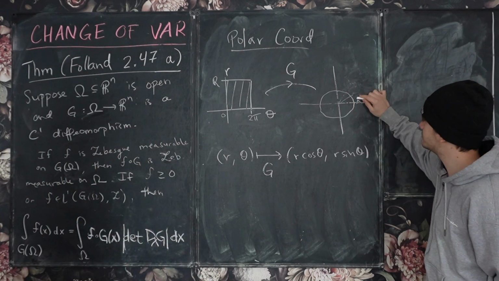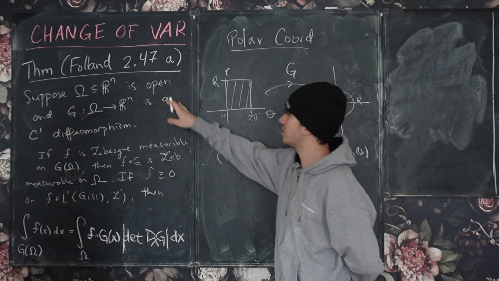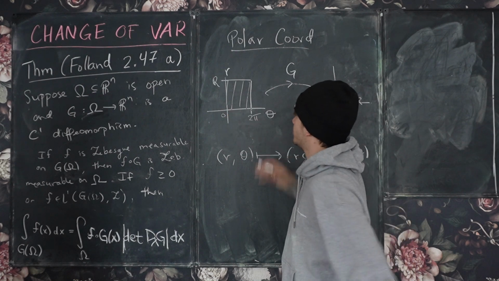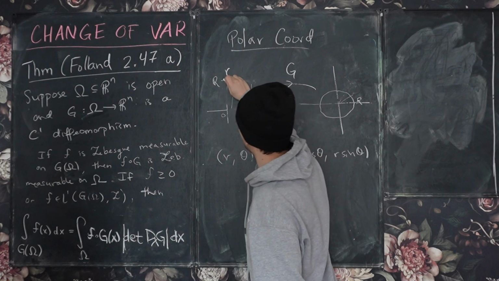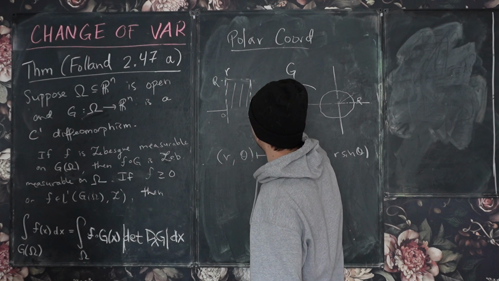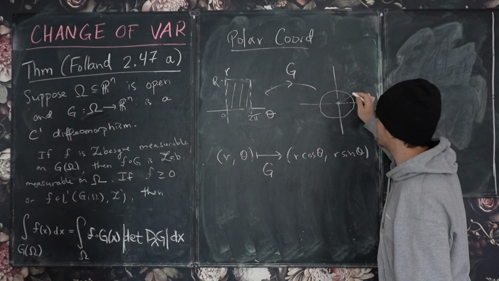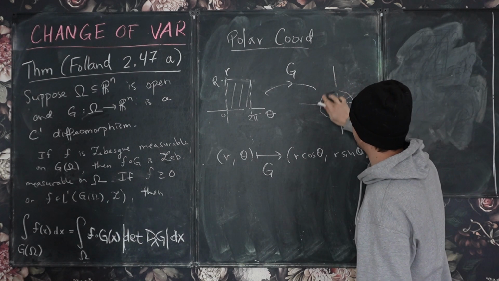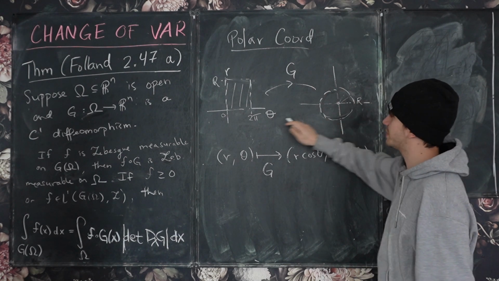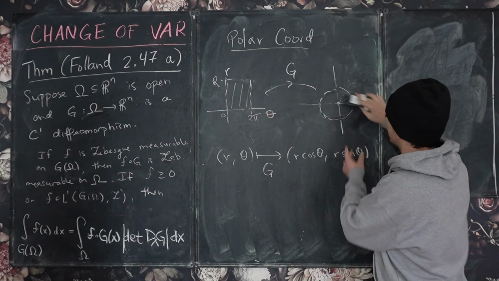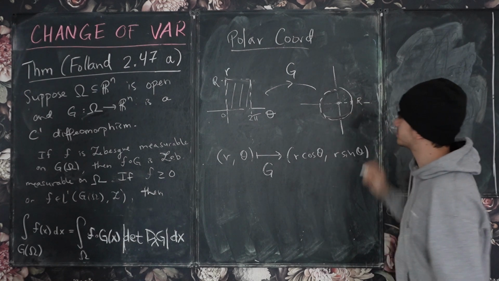We need to be a bit careful because we want this to be an open set. So let's make sure that we don't include any of the boundaries of this box. That means we're not including the origin of this circle, and we're also not including its boundary. And we're also missing the line at theta equals 0. So we kind of have this picture here.